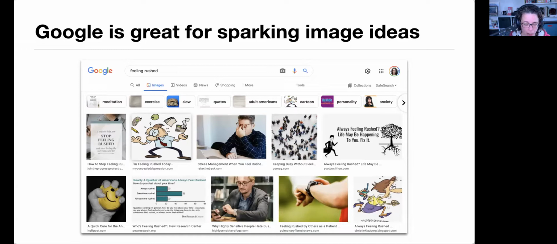You can actually ask Google to just look for Creative Commons images, which means you can use them without permission under certain circumstances. So you could try doing that here. You can also search by size or resolution and some other factors. So I find it one of the most powerful tools I use for sourcing images and getting ideas.